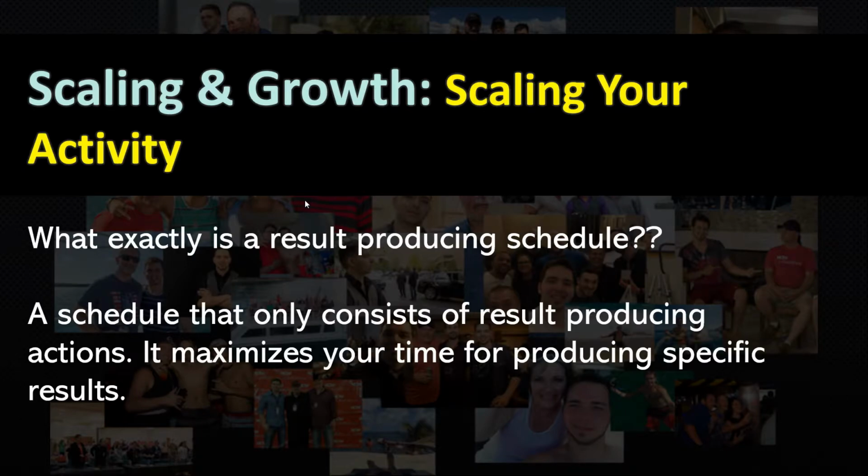So as I've already said, a result-producing schedule is a schedule that only consists of result-producing actions and result-producing activities. And it could be for different areas. It could be for content. It could be for video production. It could be for follow-up. And what it does is it maximizes your time for producing specific results, and it gives you specific actions to take. And what it really does is, number one, like I said, it saves you time. And it saves you and helps you produce more money because you're only doing what works. You're only doing what actually is going to mean a lead or a sale or a customer or more exposure for your business.